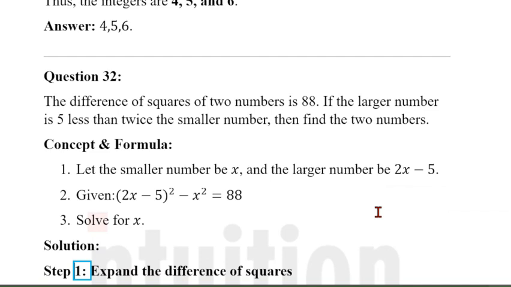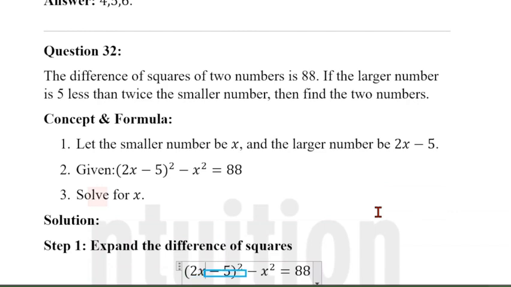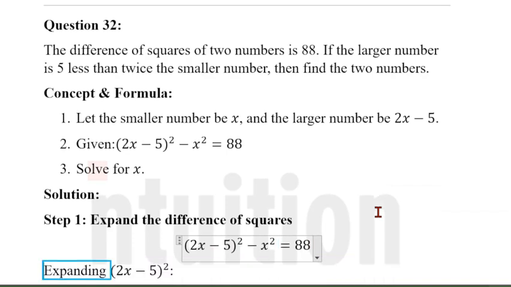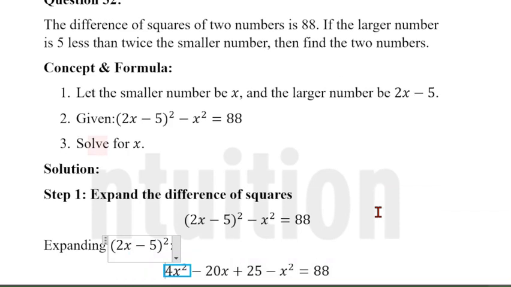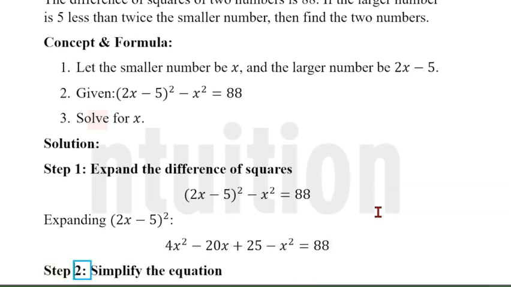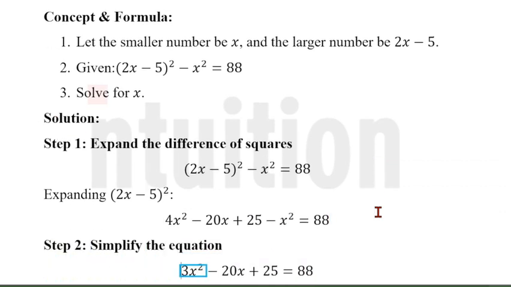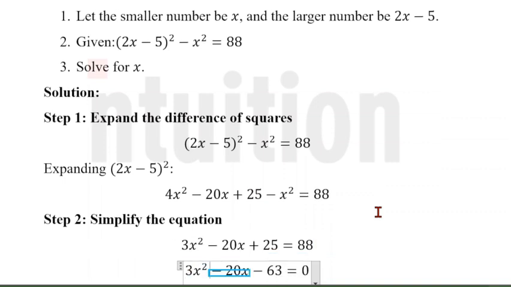Solution. Step 1. Expand the difference of squares. (2x − 5)² − x² = 88. Expanding (2x − 5)²: 4x² − 20x + 25 − x² = 88. Step 2. Simplify the equation. 3x² − 20x + 25 = 88. 3x² − 20x − 63 = 0.